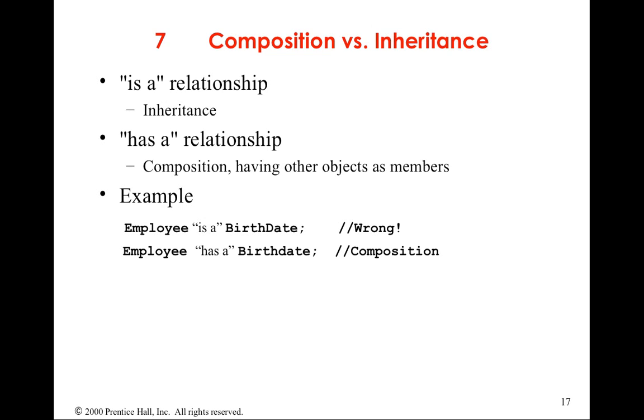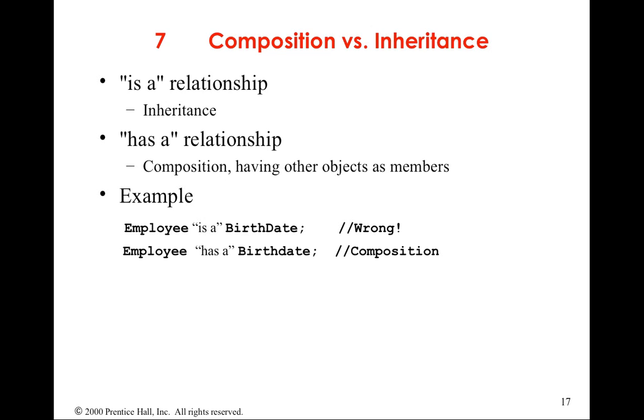So composition versus inheritance. The is-a relationship is inheritance. The has-a relationship is composition, having other objects as members. I don't actually distinguish the two because they're both together. It's hard to have an is-a without a has-a, and vice versa. But technically, you could have a has-a composition. As an example, a person has a first name and a second name, or has a birth date. They could have that whether or not you were using inheritance.